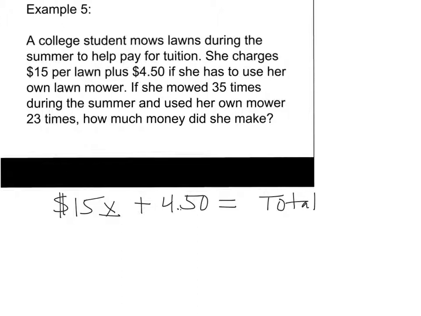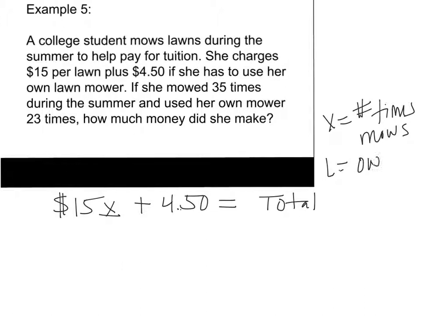Now, we have more than that. We have a bunch of variables here. So x is going to be the number of times she mows. Now we need another variable because sometimes she uses her own lawnmower. So we're going to say L for that one. L for lawnmower. So she uses her own lawnmower a certain number of times.